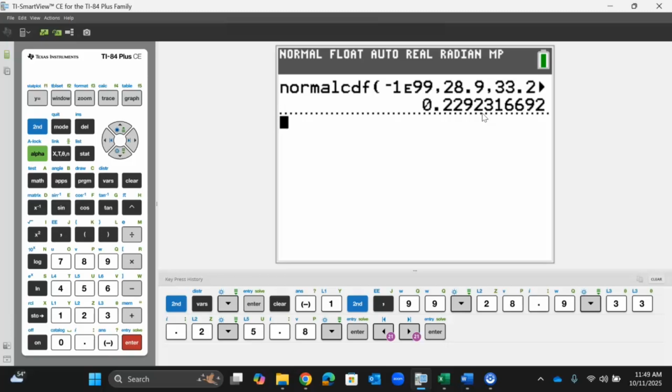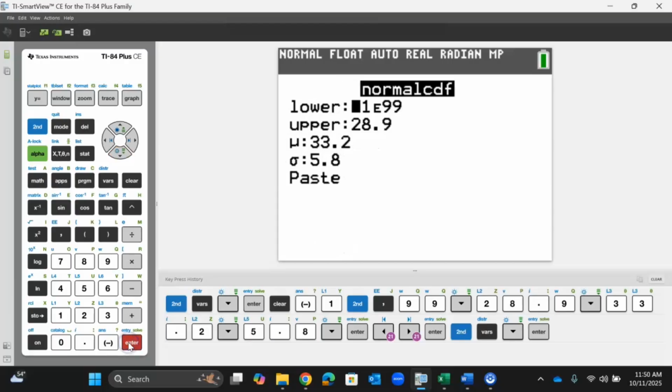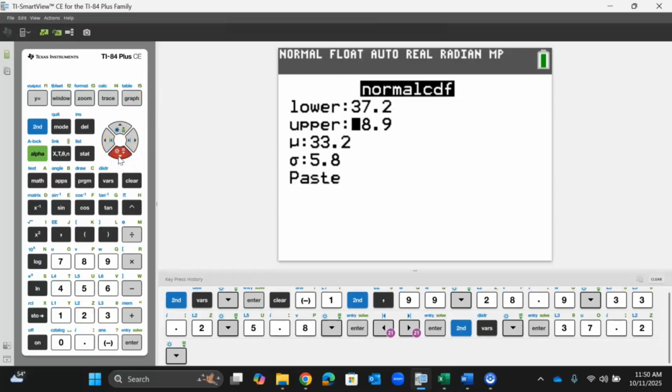Now, we can go through that whole process again for part C. Just for the sake of developing that muscle memory, let's go ahead and do that. This time we want to find the probability that our random variable is greater than 37.2. So I'm going to go to second vars for my distribution, arrow down to normal CDF, or press 2 on your keypad. It's a force of habit for me to arrow down. Click enter, and this time my lower bound is 37.2. So notice I didn't have to clear it out. I could just start typing, and it automatically made way for the new value.